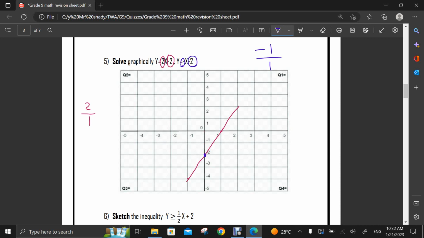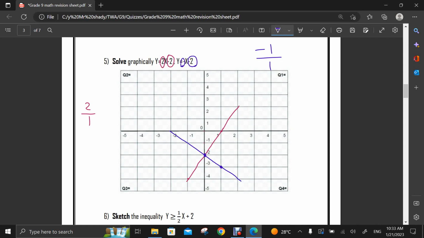So it will be 1 down here, then 1 right here. So this is the other point. So I'm going now to join these 2 points using my ruler. Okay, so now I have the 2 lines.